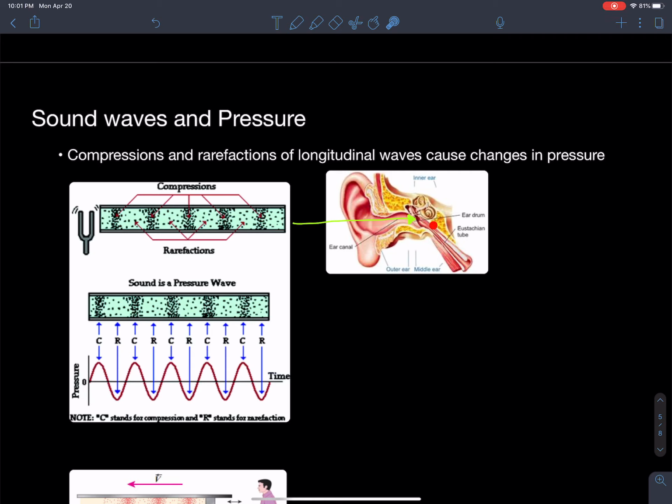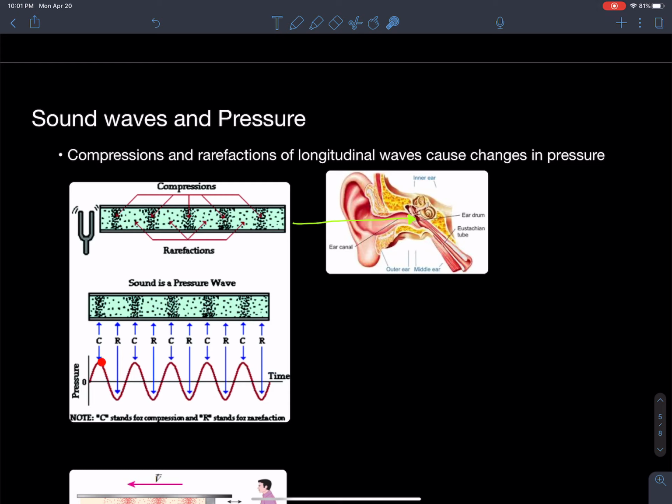The pressure pushes the eardrum in, the zone of low pressure pulls it back out, and it vibrates with a frequency that sends signals into your inner ear so that you can detect frequencies of sound based on changes in pressure. Okay, so here you'll have an example of a graph of pressure over time.